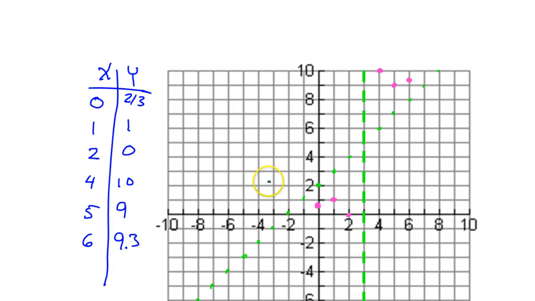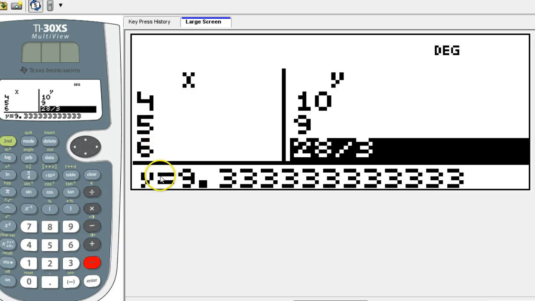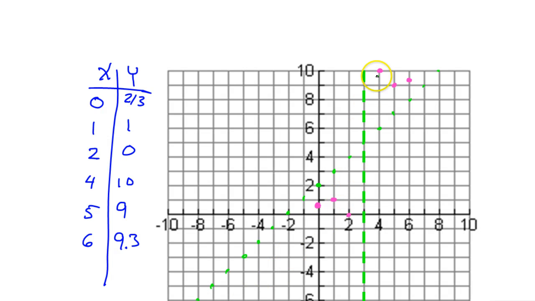Alright, and those are just enough points to give me an idea of what's going on here. If I need more points, I can just plot them. You know, I've got an unlimited supply of points that I can plot, so don't be stingy with your points. But I think this is enough for us to see what's happening.